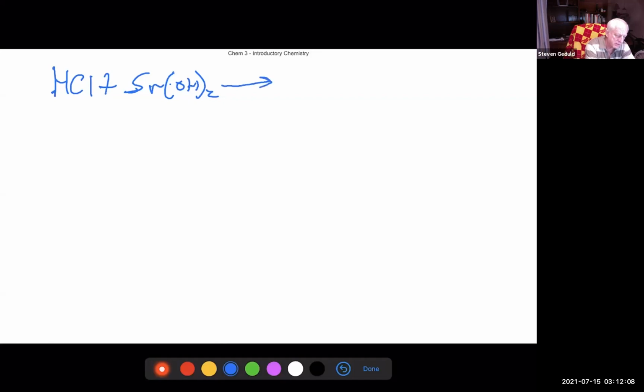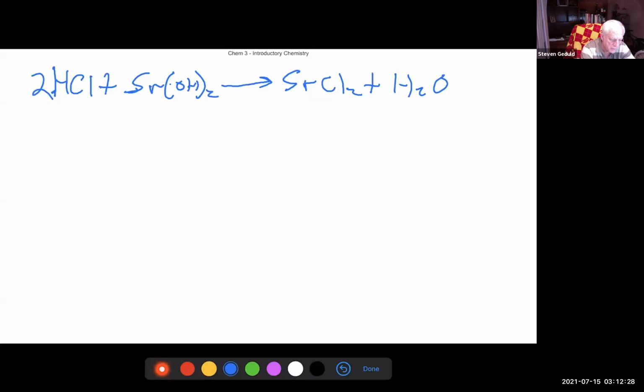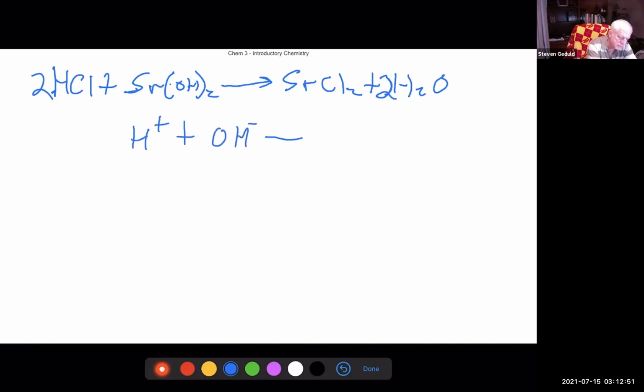So it combines, we switch it out to strontium chloride plus H2O, salt and water. Acid and base form salt and water. And we have to balance that with a 2 here, 4 hydrogens, 4 hydrogens, 2 oxygens, 2 oxygens, 1 strontium, 1 strontium, 2 chlorine, 2 chlorine. And that's balanced. And then the net ionic equation would be, for all neutralization reactions, H plus plus OH minus goes to H2O. That's the net for all neutralization reactions. The salt, strontium chloride, are spectator ions. So that is your net ionic equation.